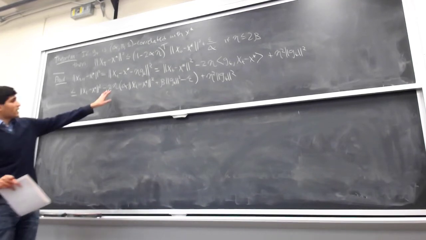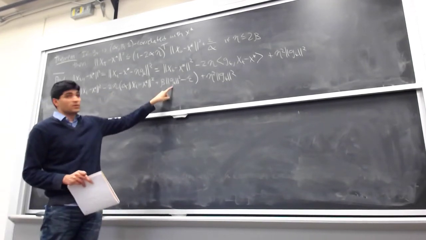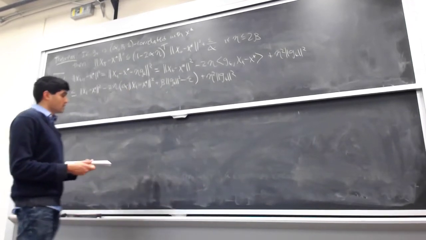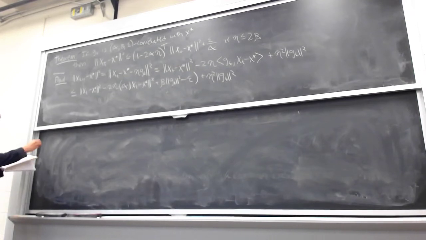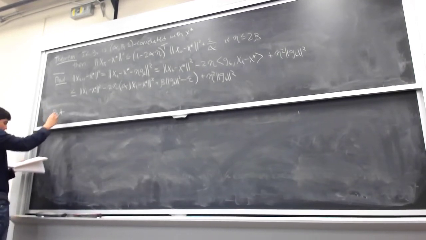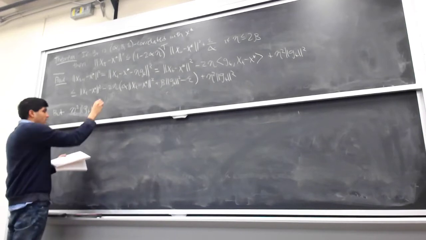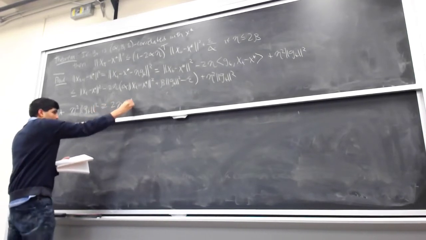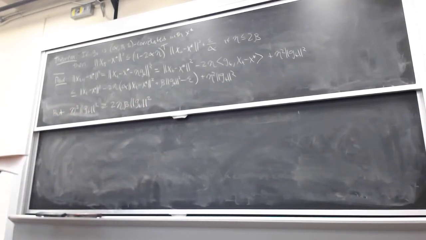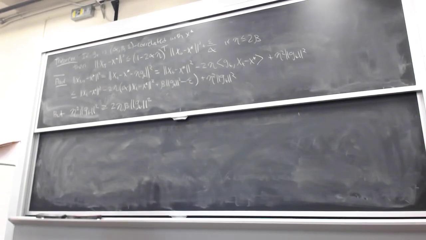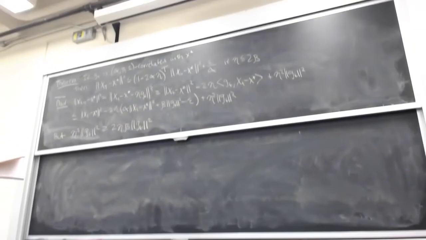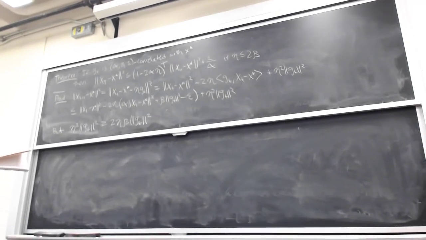Okay, so now I can collect these terms. So I have minus 2 eta beta times g_t squared, and I have eta squared times g_t squared. But the key point is that we have that eta squared g_t squared is certainly at least 2 eta beta g_t squared. This is just because in the theorem, we've always chosen eta. Oops. I have this inequality backwards. One second.